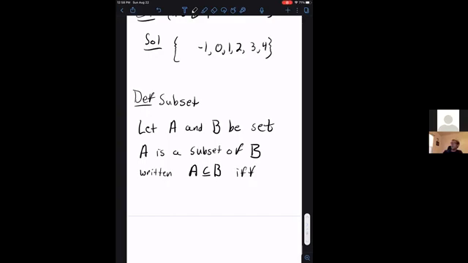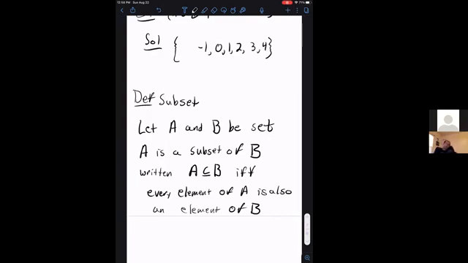Okay, so A is a subset of B if and only if every element of A is also an element of B. You could also say A is contained in B, right? That's also fine too.